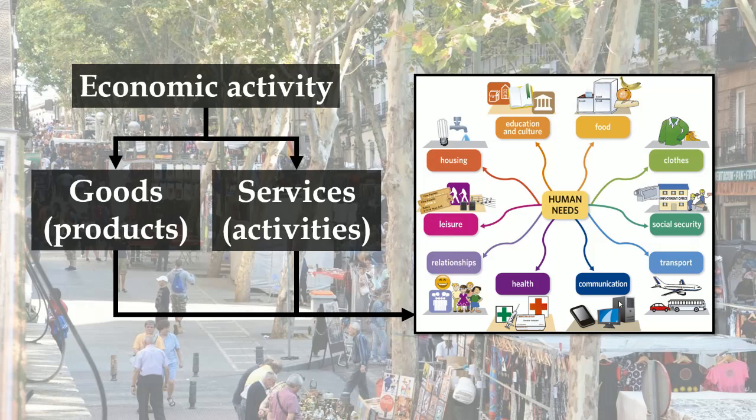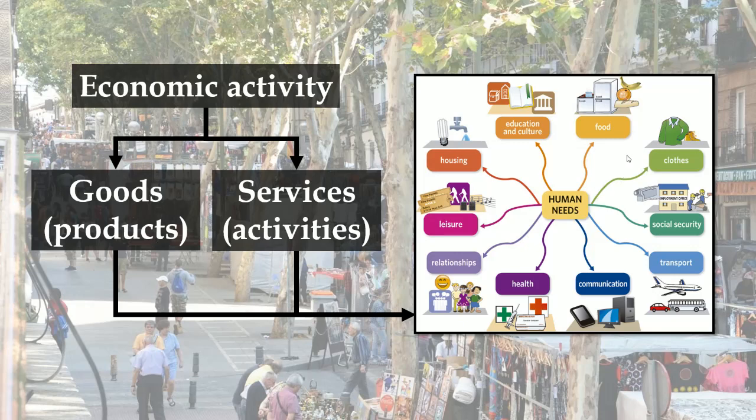All human needs can be very, very different. Food, clothes, social security, communication, leisure, housing, etc. The products are goods which are obtained directly from nature, are goods that you can touch. But on the other hand, the services are activities carried out by humans to benefit society.